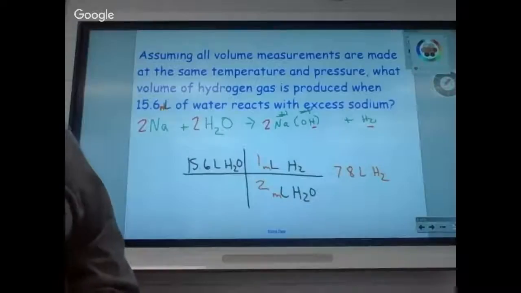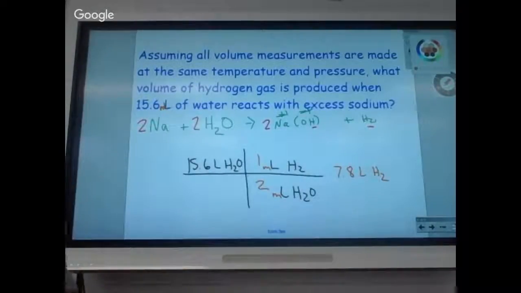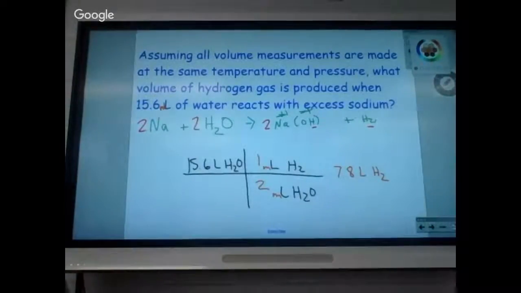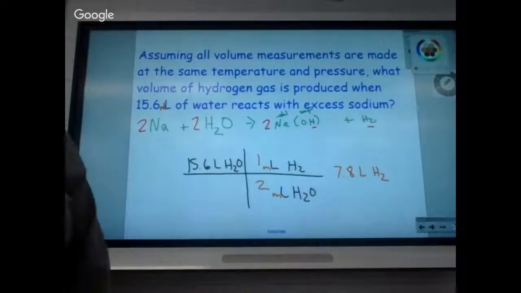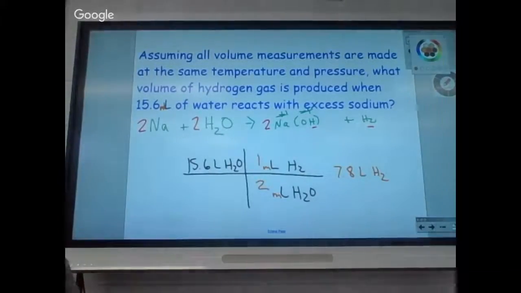Wait, can you refresh me on single and double displacement and all that? Single displacement is an element plus a compound. Double displacement is two compounds. Synthesis is generally going to be an element plus an element, or let's say metal oxide plus water is what's on your reference table. Decomposition is just one compound with an arrow, and combustion is a hydrocarbon plus oxygen. And we used single displacement because it was an element plus a compound, an element plus water.